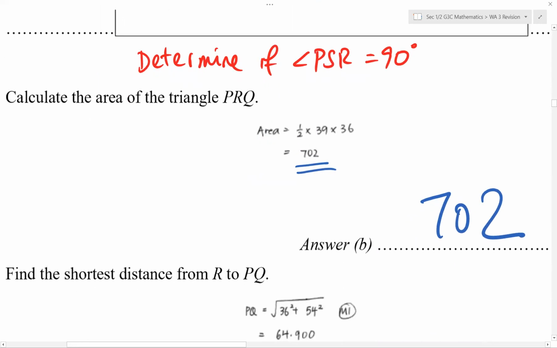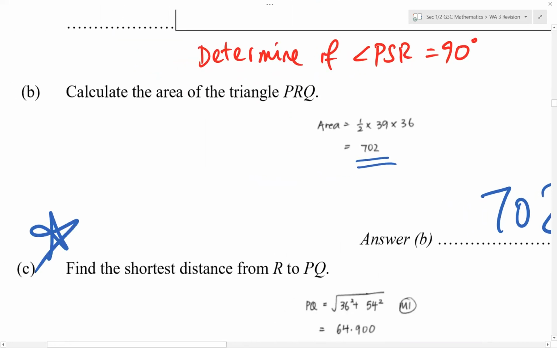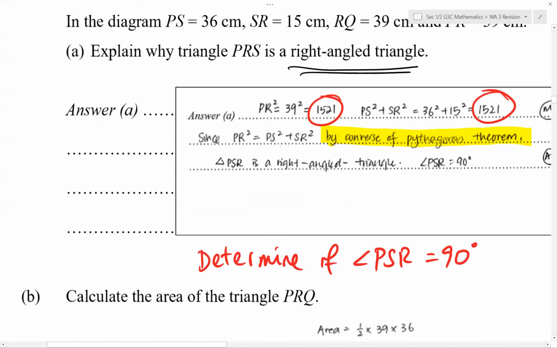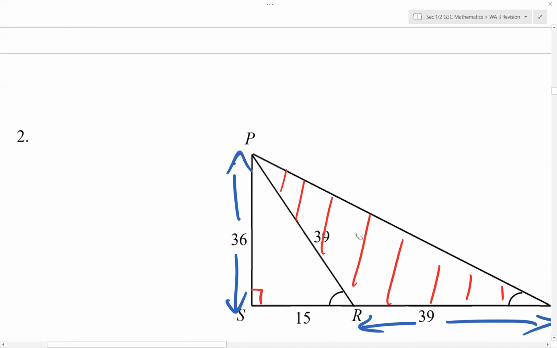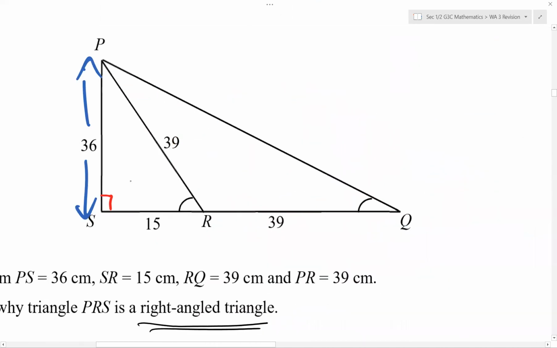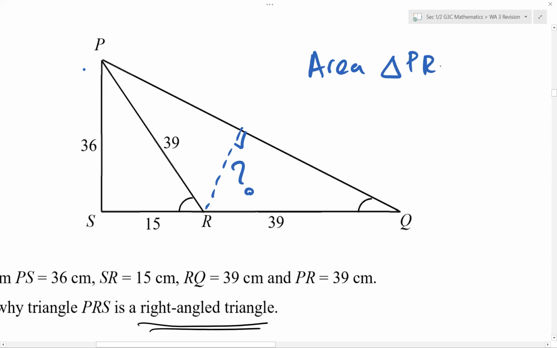Next, find the shortest distance from R to PQ. This is also a popular question. R to PQ. Want to find this distance. We know that the total area for this triangle, area of triangle PRQ, is 702 square centimeters. We're going to use that to help us determine this shortest distance.